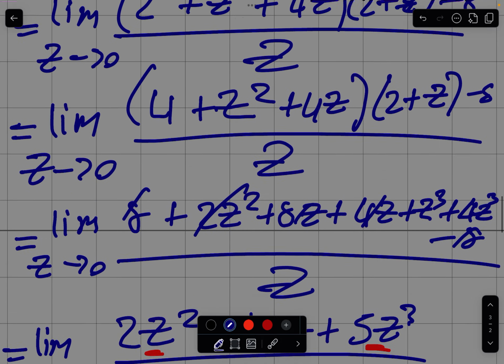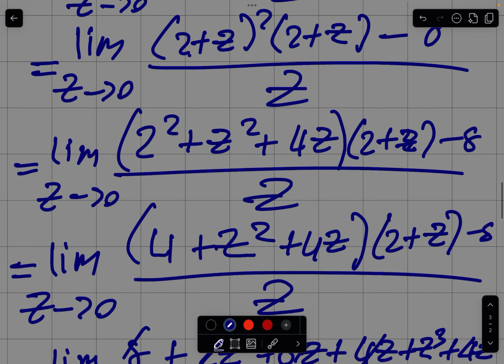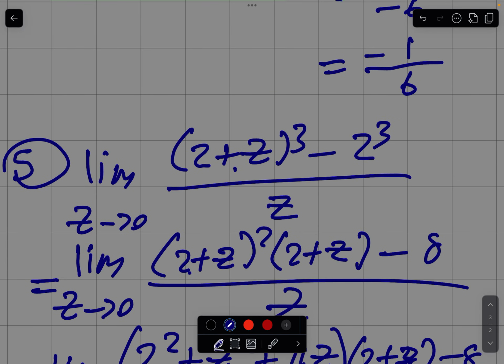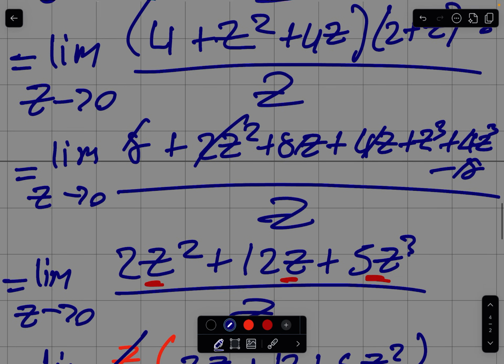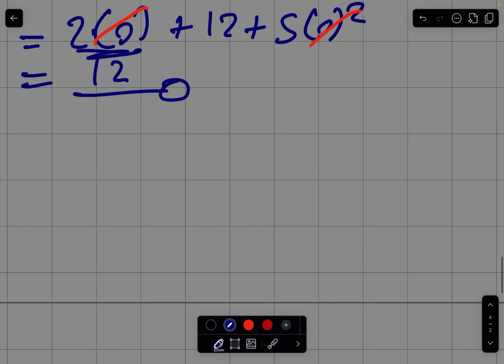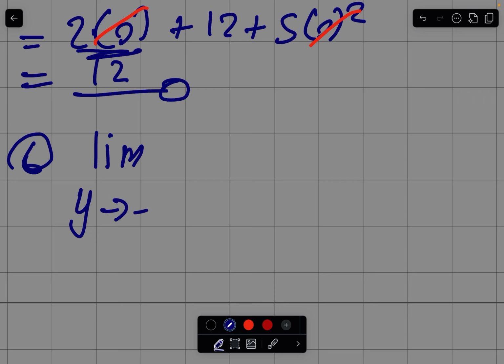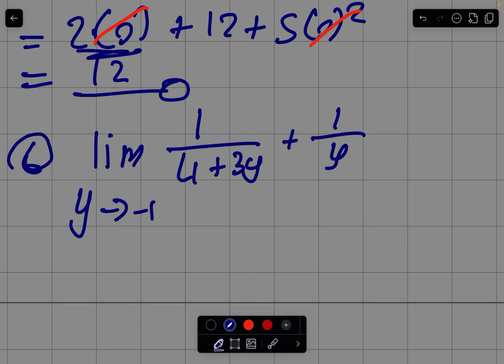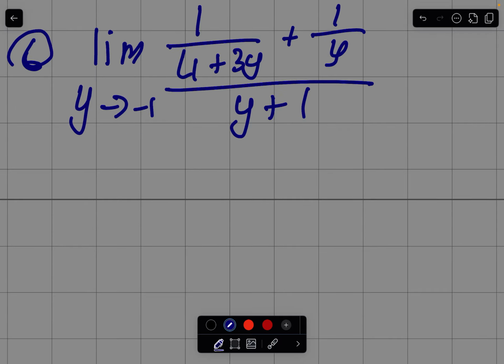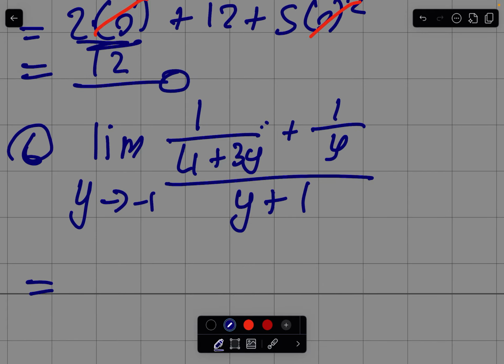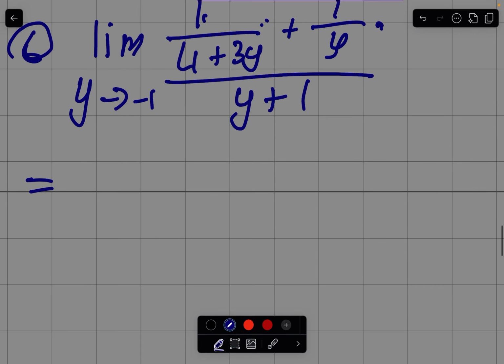So another question is, which number were we doing? I think number 5. So now we have to continue with number 6. Number 6, you're going to have the limit as y approaches -1 of 1 over 4 plus 3y plus 1 over y, all divided by y plus 1. If you substitute negative 1, you are going to get undefined, meaning first thing first, you must find the LCD here.